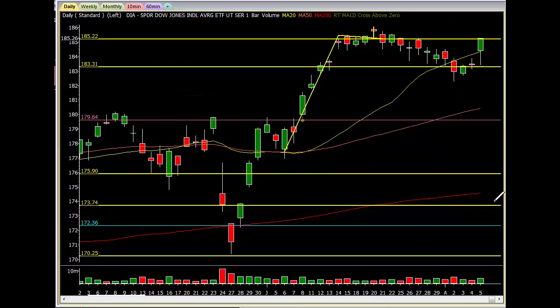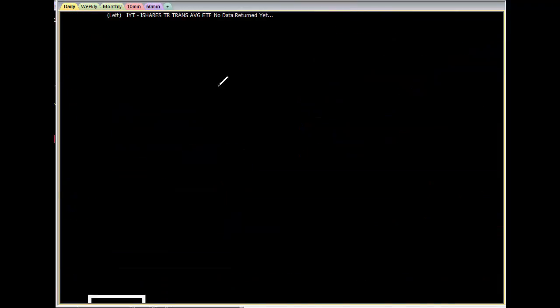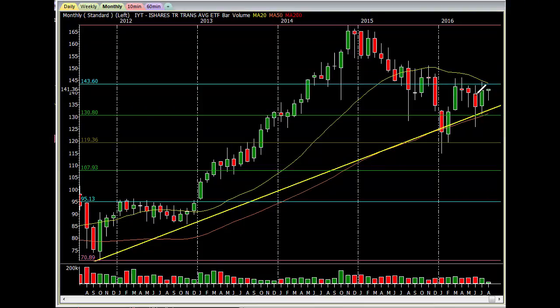Daily chart, still above the MA, still strong. Let's see what happens next week. Next week's going to be a big week. Let's go to the IYT. I'm going to start off with this one lagging again, like the IWM. You know, this one should be leading. It's not leading again. It's just chopping around.